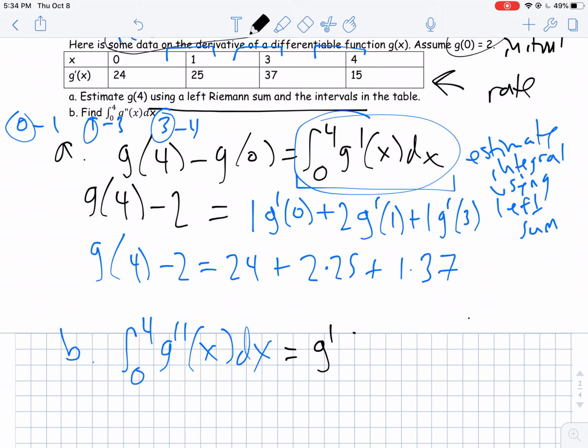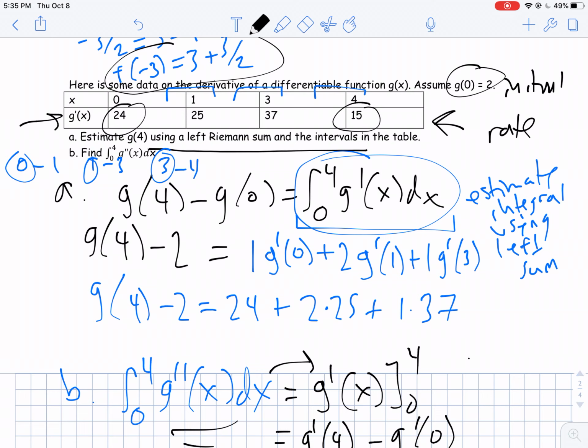So notice the difference here. Here I didn't have an equation for g prime. I just get g prime from g double prime. On the first one, I had to integrate g prime, so I had to use a Riemann sum in order to actually find that integral.